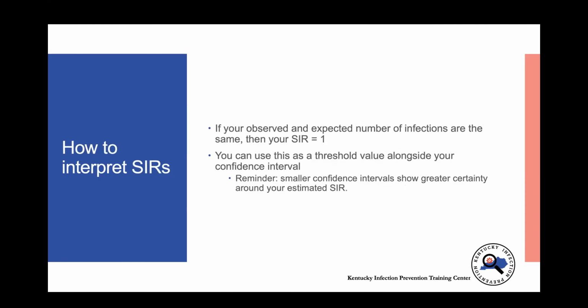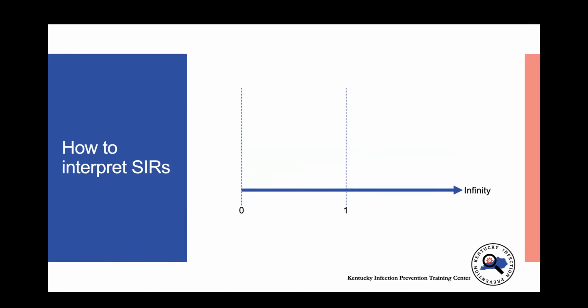So if our observed and expected number of infections, expected being the predicted number of infections, are the same, your standardized incidence ratio is going to equal 1. So you can use this as kind of a threshold value alongside your confidence interval. And as a reminder, a narrow confidence interval will show greater certainty than a larger confidence interval. So if your confidence interval spans a very large number, that means typically you had very few patient days in that area, or your facility is small, or the estimate could be potentially unstable. A standardized incidence ratio, being a ratio, is going to go from 0 to infinity.